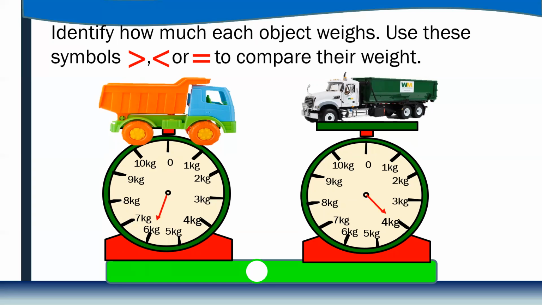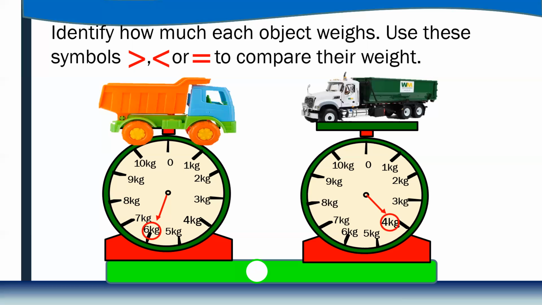Now for these two trucks. I wonder which truck is heavier. First, let's look at how heavy the truck on the left is. Do you know how much the truck on the left weighs, boys and girls? Great job. The truck on the left weighs 6 kilograms. And how heavy is the truck on the right? Yes, boys and girls, the truck on the right weighs 4 kilograms.